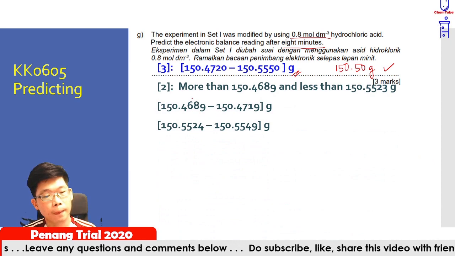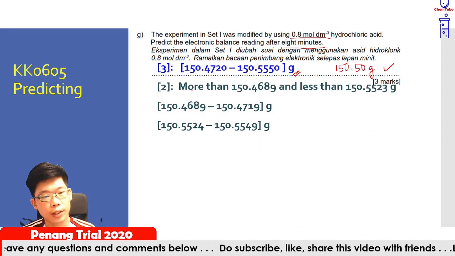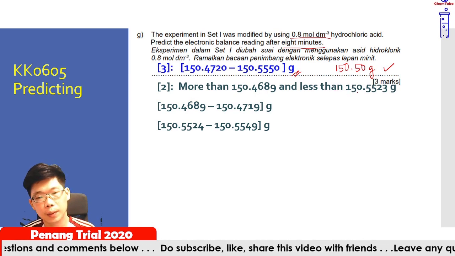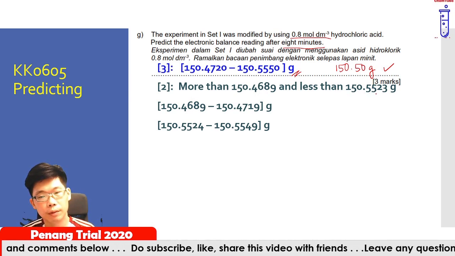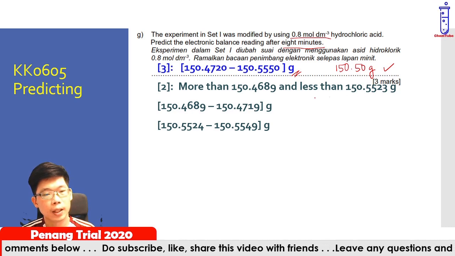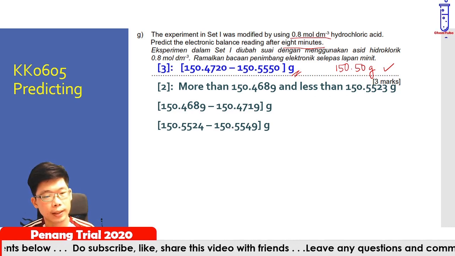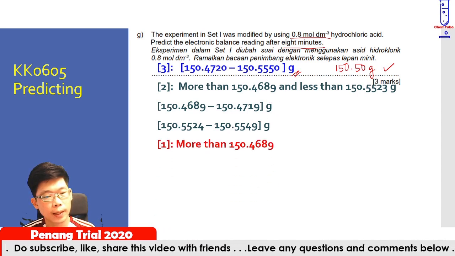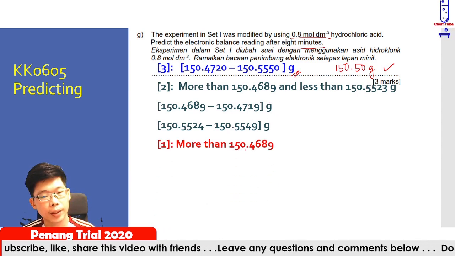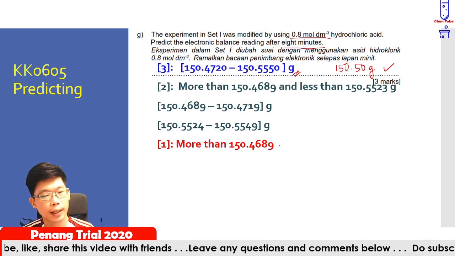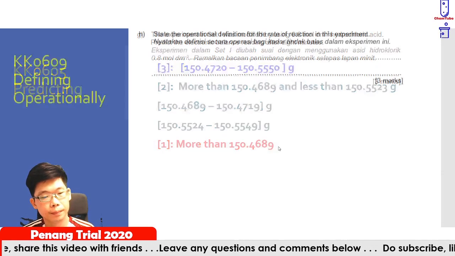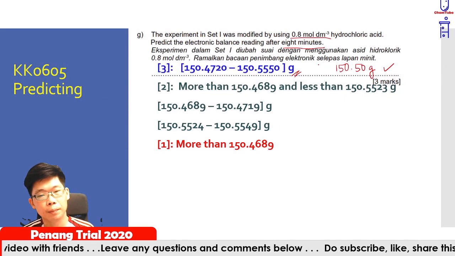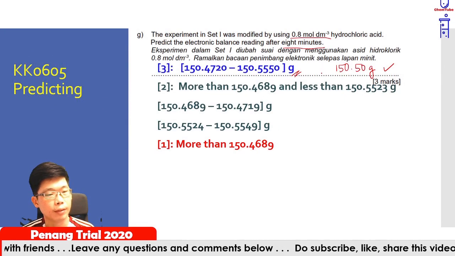So for score 2, you write the range like this: more than 150.46 and less than 150.53. Or you give a range like this, so it can only get score 2. Score 1, more than 150.4689 gram. Normally if like this, we can predict an exact value, so we have to give the exact value.